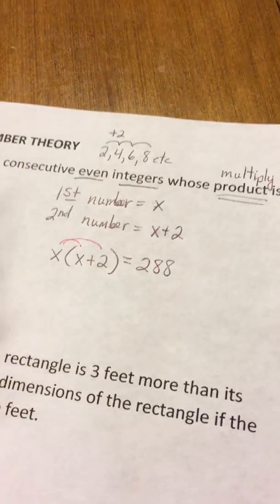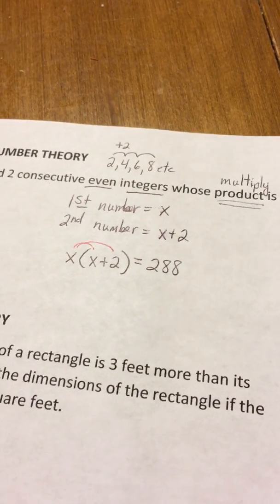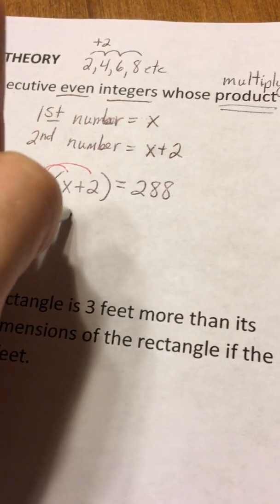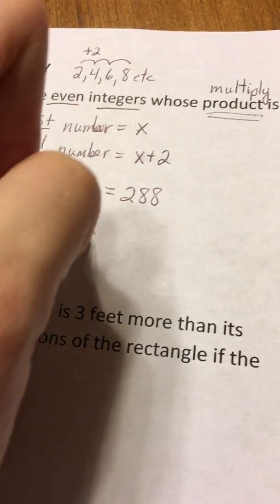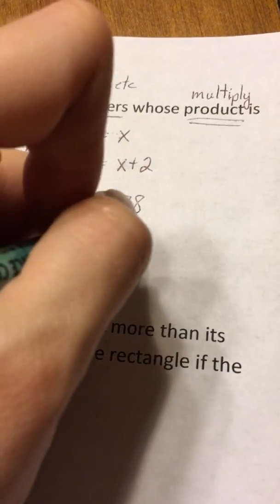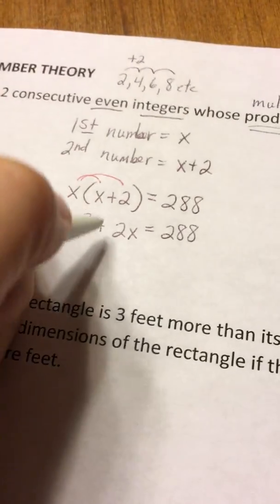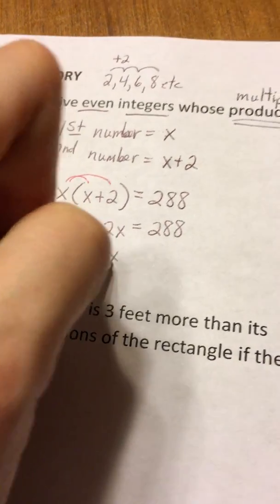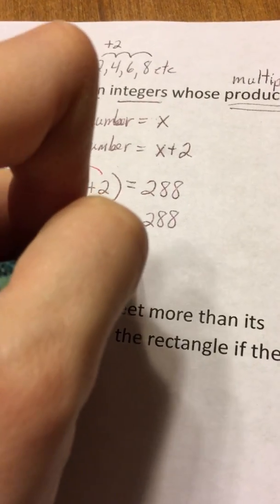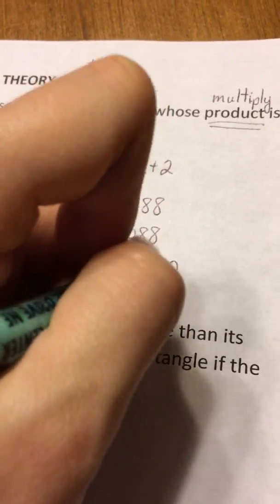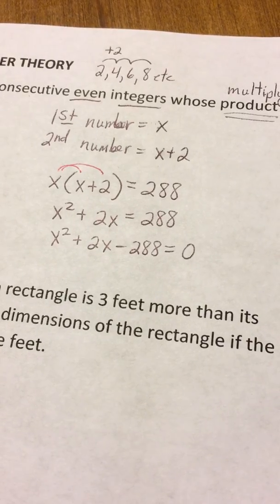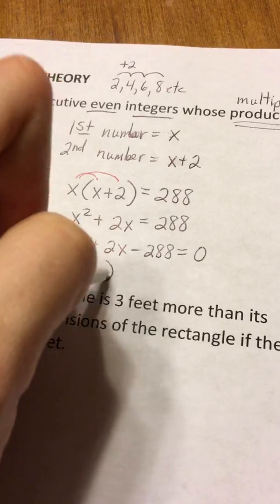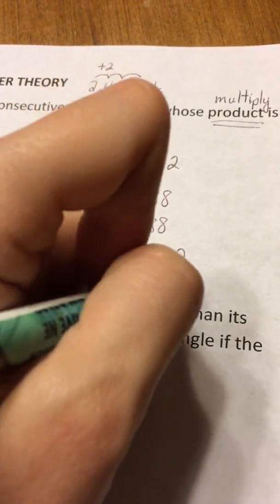Okay, now we need to distribute this out. We're trying to solve this, so we need to work out this problem. This gives us x squared plus 2x equals 288. Then we do like we did on the front of this paper. It said to get this equation equal to 0. So you have to minus 288 and equal the problem to 0. Bring the 288 over. Now we should be able to factor this and solve it.